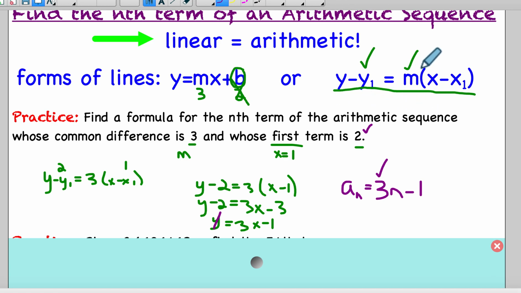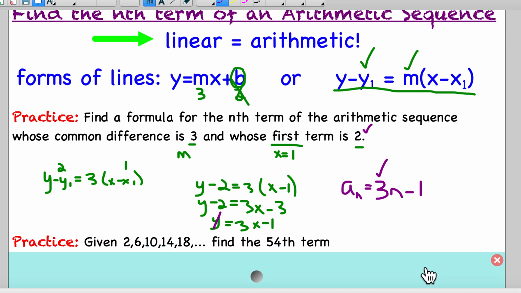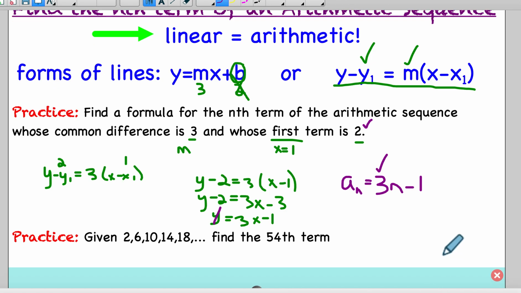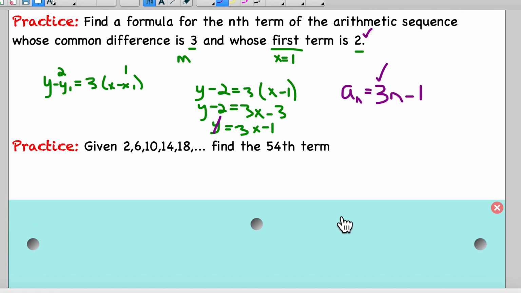You're going to plug in m, and you're going to plug in your coordinate point based on the first term, knowing the first term is 2 or whatever term they give you. Plug that in. And then once you're done getting y by itself, just replace it with a sub n and replace the x with just the n. And then you are done, right? So this is a little bit more complicated, but we'll be okay, right?